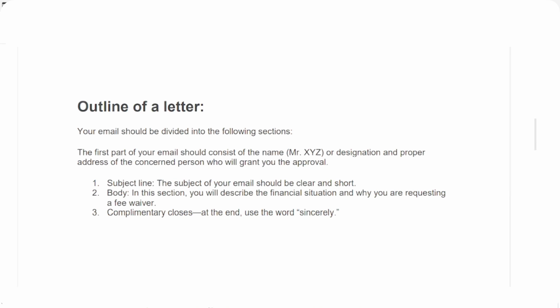Secondly, you move to the body. Here you are going to explain your financial situation, and you state the reason why you are requesting this particular fee waiver. And lastly, in the complimentary close, use very easy words. Sincerely, just sincerely, and you mention your name. You don't want to mention just your first name, forgetting about your surname. Joseph Cisse. So you mention your full name and that's it. So now what we are going to do is look at a sample.